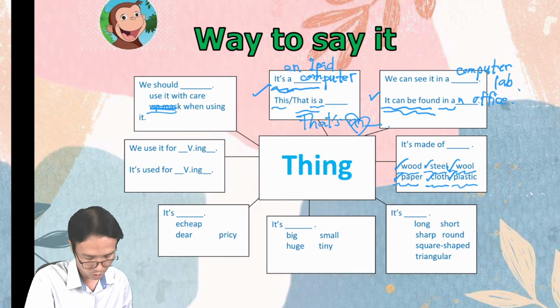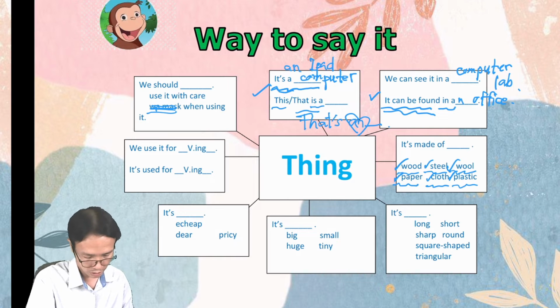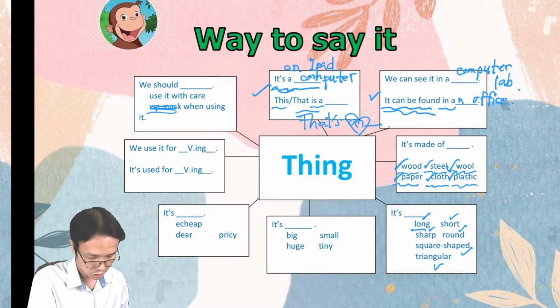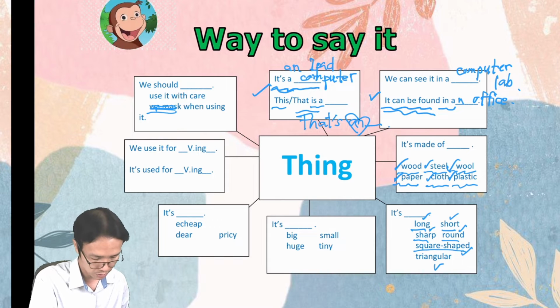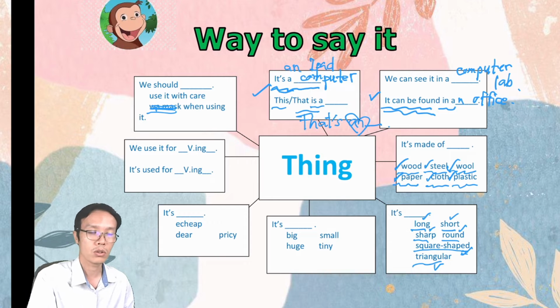Now you can talk about the shape. Is it long, is it short, sharp, round, square shaped, or triangular? Long, short, sharp, round, square shaped, and triangular. These are the words you can use to show the shape of the thing you are talking about.